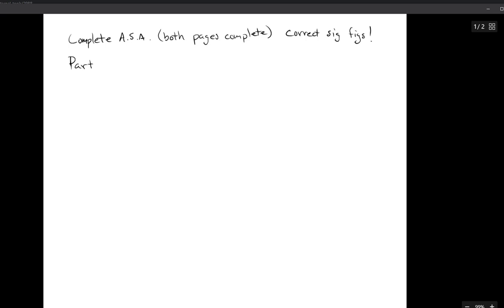In this order, please. I want the complete ASA, Advanced Study Assignment. That is both pages, even though it says optional, because I've said we're doing the optional. And I want those done with correct significant figures. We should know how to do significant figures at this point. I then want the Part 1 data for the calibration curve. I'm not seeing too many mistakes on that. So far that's not a real point of concern for me.